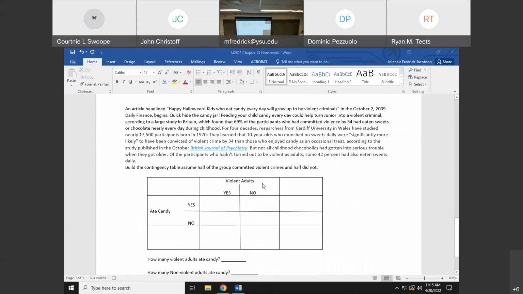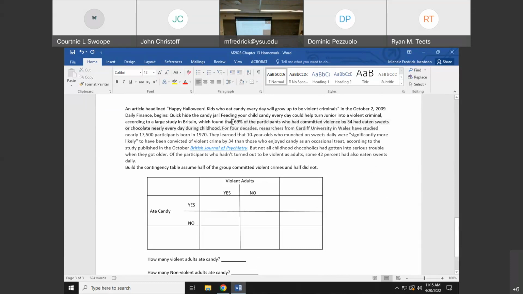An article headlined "Happy Halloween, Kids Who Eat Candy Every Day Will Grow Up to Be Violent Criminals" in the October 2nd, 2009 Daily Finance begins. Quick, hide the candy jar. Feeding your child candy every day could help turn Junior into a violent criminal, according to a large study in Britain, which found that 69% of participants who committed the crime are violent by 34 and had eaten sweets.